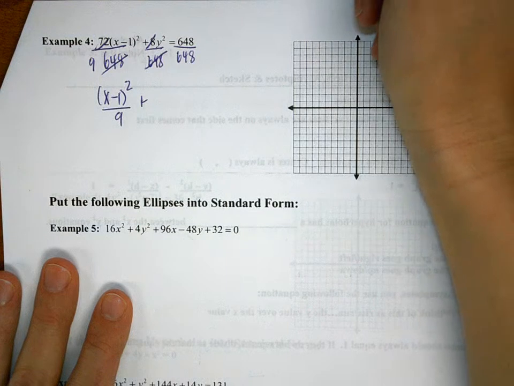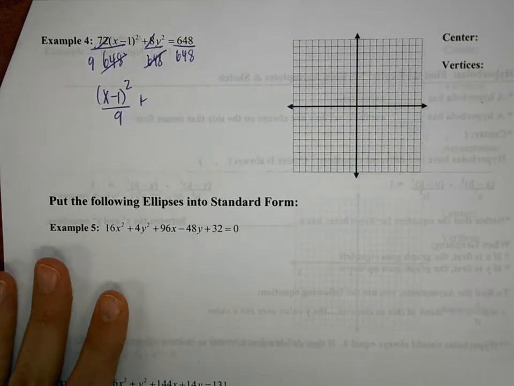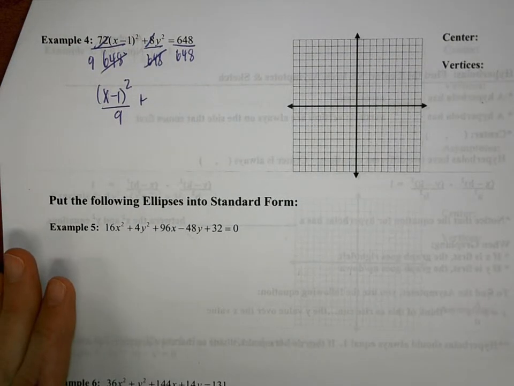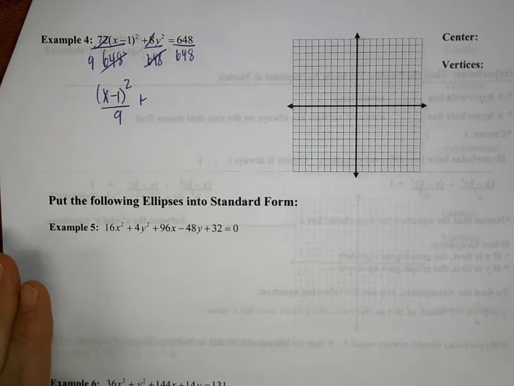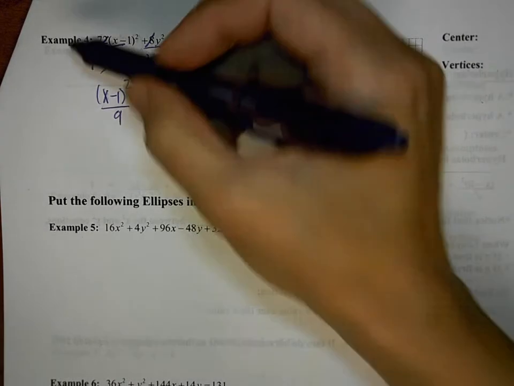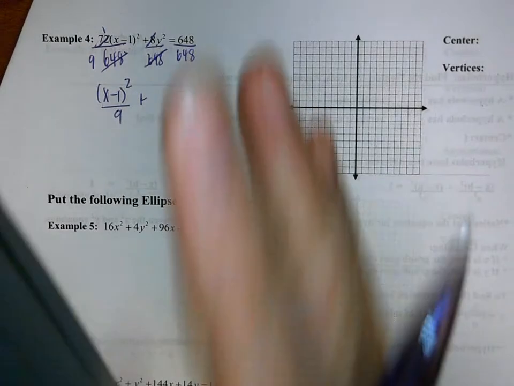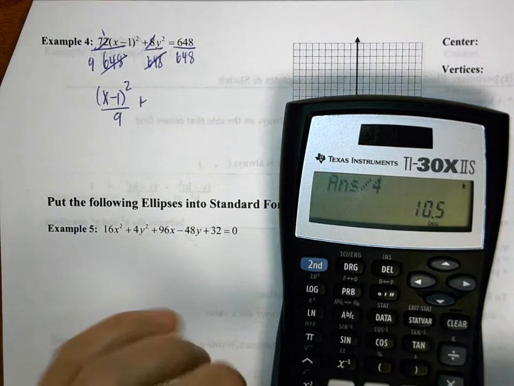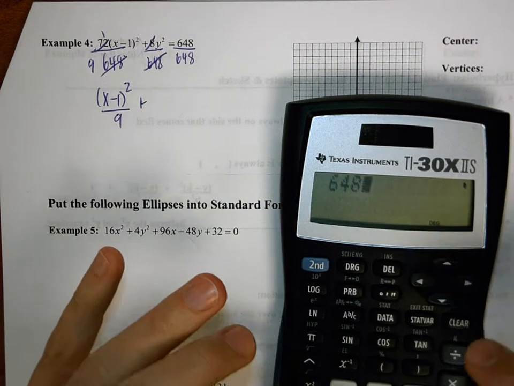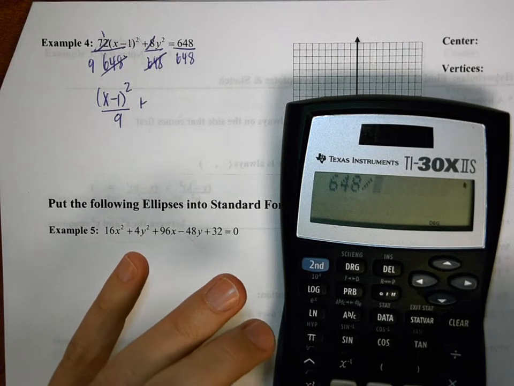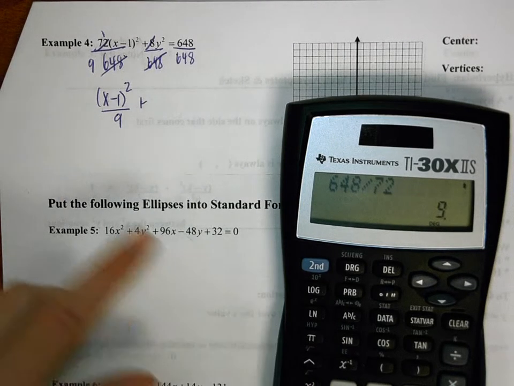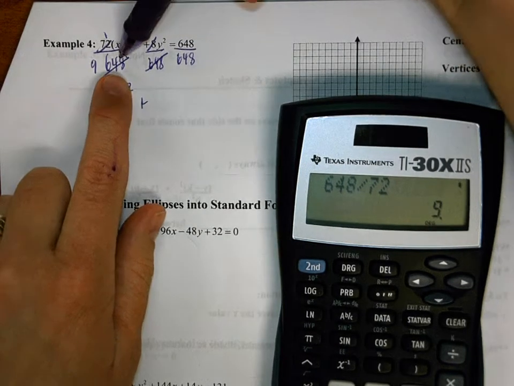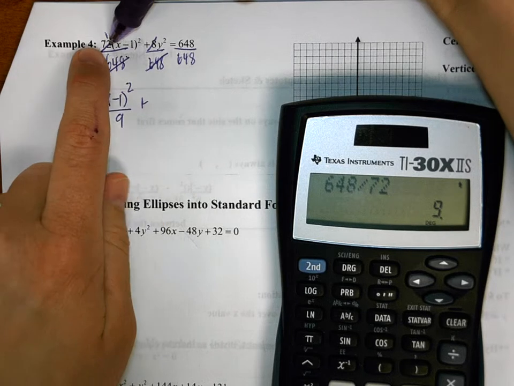Wait, I have a question. How did that 9 get underneath the (x minus 1) squared if the 72 was in front of the parentheses? Because that equals 1. If you get in a calculator, 72 divided by 72 is 1. And then on your calculator, 648 divided by 72 is 9. So I took 648 and divided by 72, and I took 72 divided by 72.